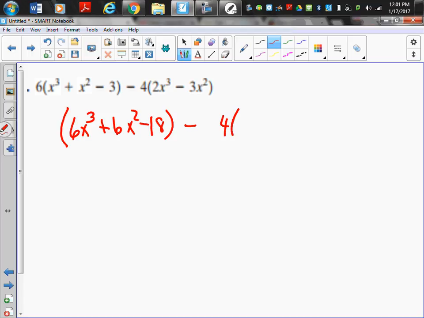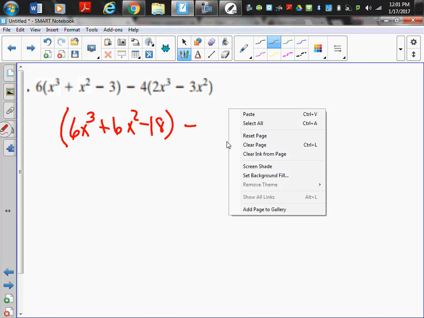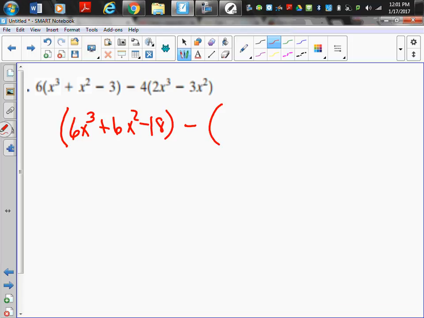Whoop, I thought that was yours. Hold on. So 4 times 2x squared, 8x cubed. 4 times negative 3, negative 12. All right, so we start this just like we do the addition.